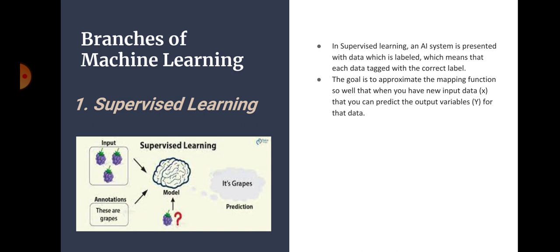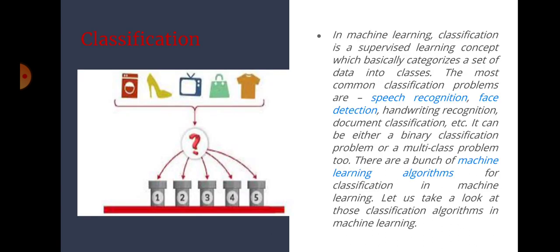And you can see the image also. We have grapes and we have given some other grapes to the model. Ultimately, it checks that it is a grape. So coming towards classification.